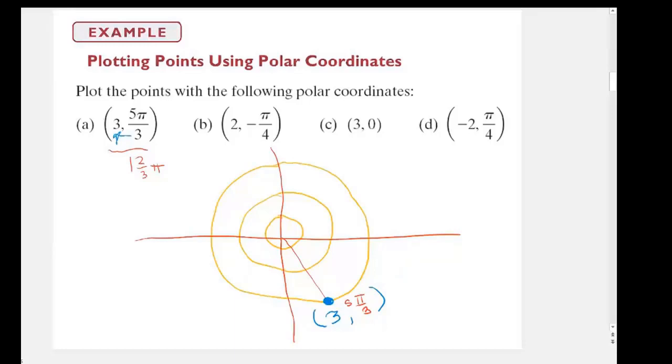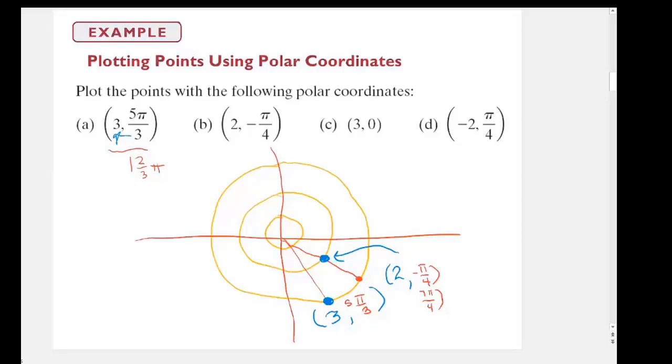2 comma negative pi over 4. Well, negative pi over 4 again is going to be in quadrant 4, where that angle is negative pi over 4. And for this one, since this is our negative pi over 4 line, the red line, we just count 1, 2 from the pole. Our r comma theta is 2 comma negative pi over 4, and that's where that is.